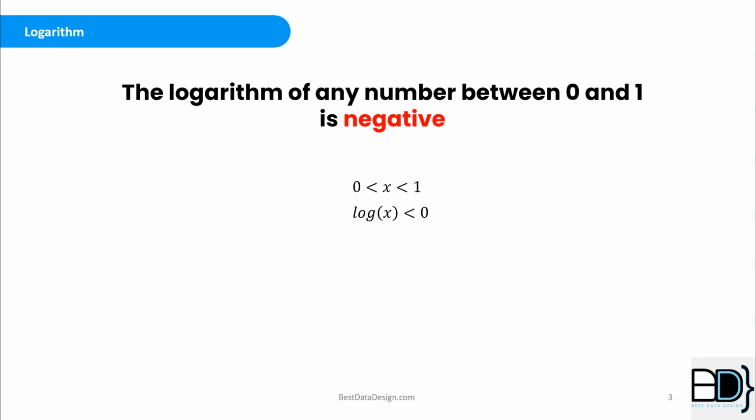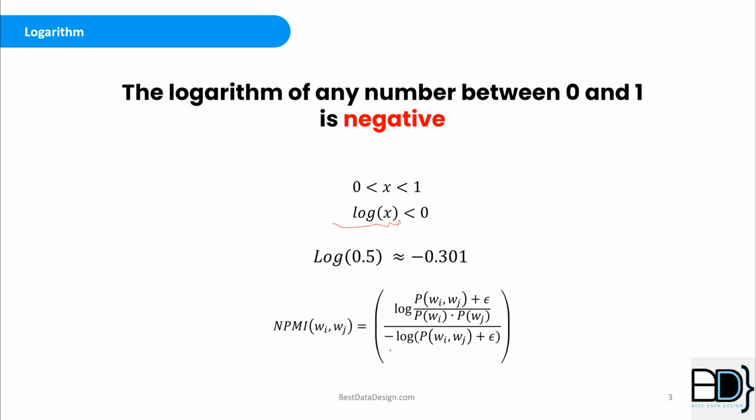The log of any number between 0 and 1 is negative. So when the value of x is between 0 and 1, the log will be a negative value. For example, the log of 0.5 is equal to negative 0.3. I'm saying this because sometimes in formulas we see a negative sign before log. This happens usually when the log gives a negative value and they multiply that negative sign with this negative and it gives us a positive value.